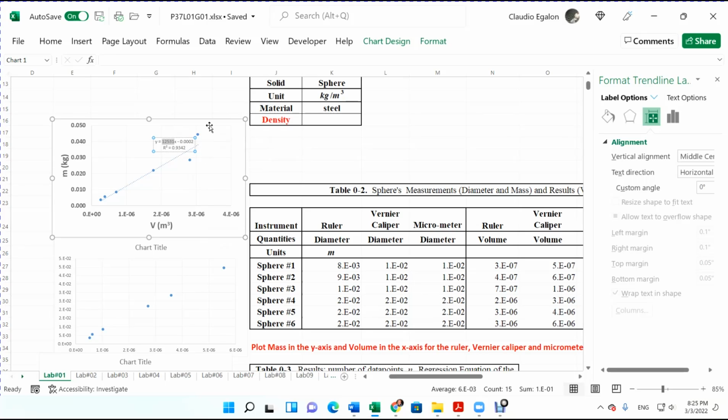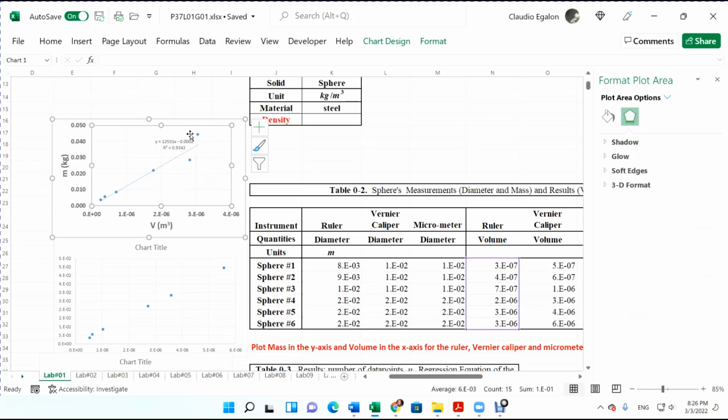Because of this data point here that's way off, not as much as this one, it's this one that's really screwing up your data. We are getting this high density. The density of steel is not 12,531. No. The density of steel is around 8,000. But what is affecting the density of the steel is this outlier here. They didn't do a good job with this outlier. The diameter, they got a pretty bad diameter for this. So it's this one here.